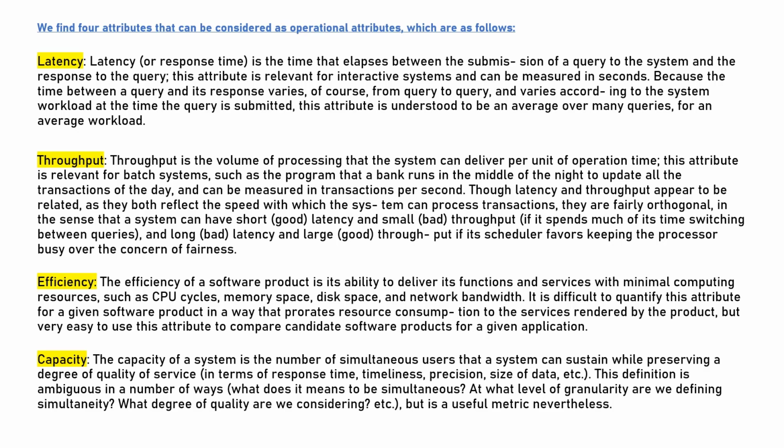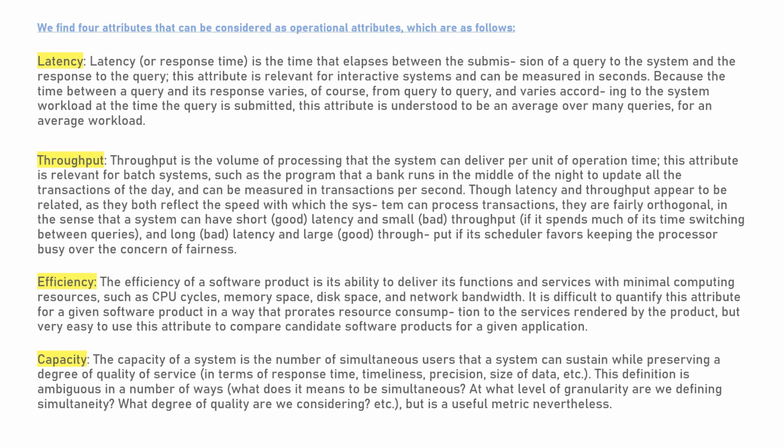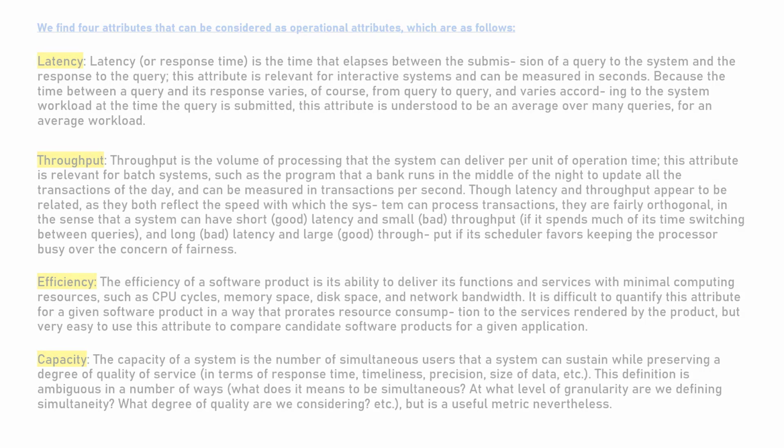Efficiency. The efficiency of a software product is its ability to deliver its functions and services with minimal computing resources, such as CPU cycles, memory space, disk space, and network bandwidth. It is difficult to quantify this attribute for a given software product in a way that prorates resource consumption to the services rendered by the product, but very easy to use this attribute to compare candidate software products for a given application.